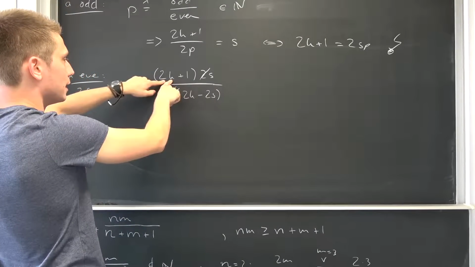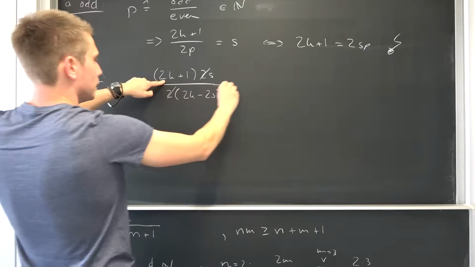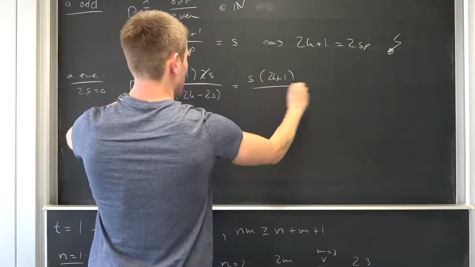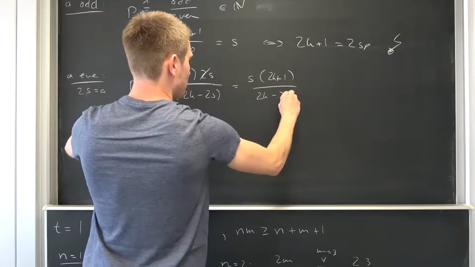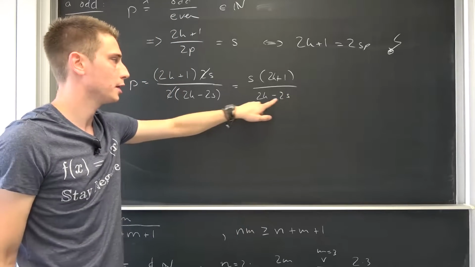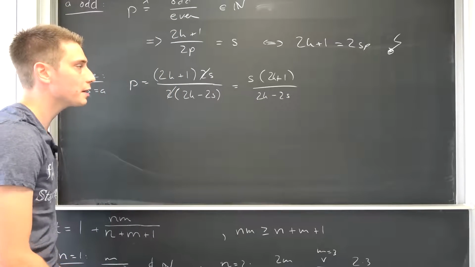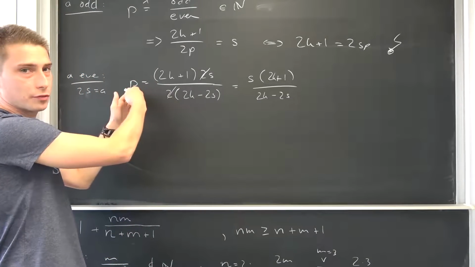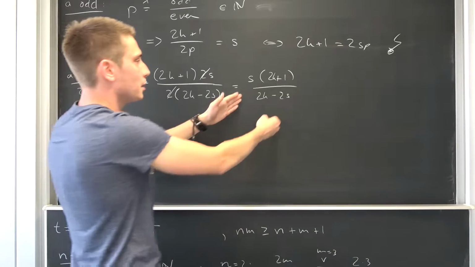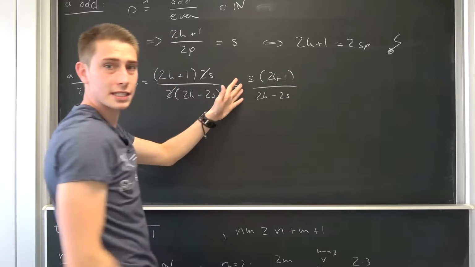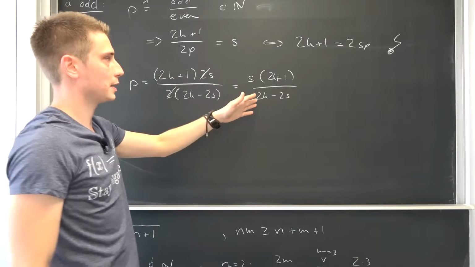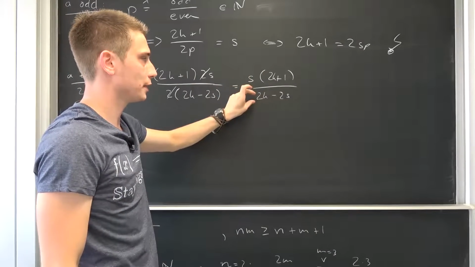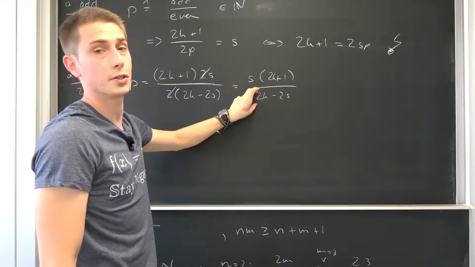Now, if we have s times 2k plus 1 over 2k minus 2s, you can factor out the 2 once again, it doesn't quite matter. We can actually find a solution to this whole thing. We want this to be an element of n, yet again, meaning we want this thing right here to also be an element of n.